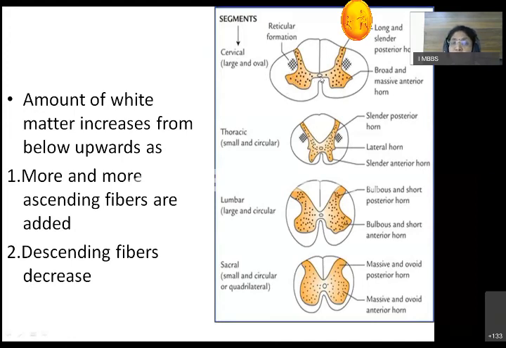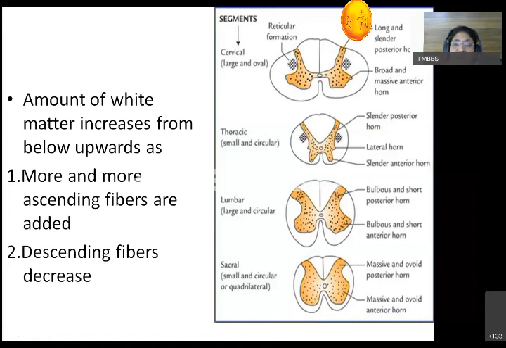Why is this so? This is because the fibers which are forming various tracts get added as we go upwards. More and more ascending fibers get added, whereas as we come down, more and more descending fibers decrease, as they terminate at different levels. So in the cervical region, the white fibers are more, whereas in the sacral region, they are less. This is about the structure of white matter of the spinal cord.